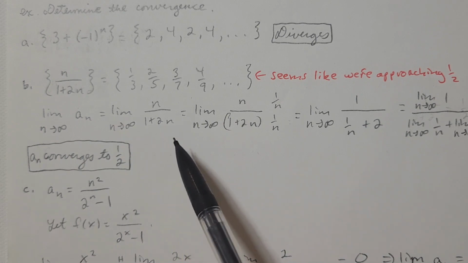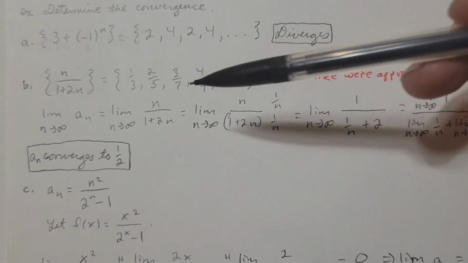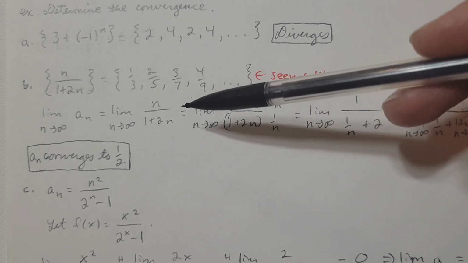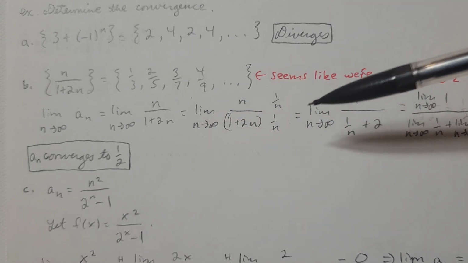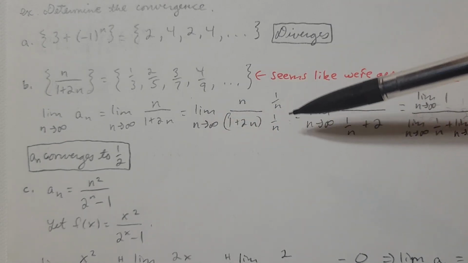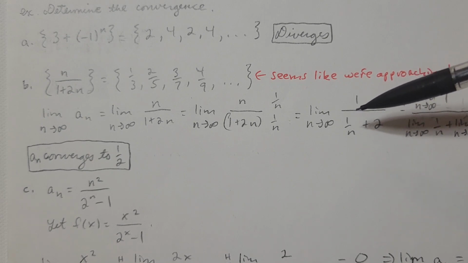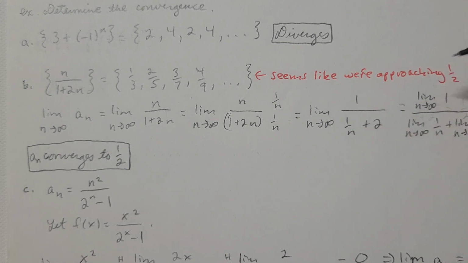A sub n is n divided by 1 plus 2n. Okay, so I got the limit as n approaches infinity of n divided by 1 plus 2n. And let's see, with that, if I multiply the top and the bottom by 1 over n, or if I were to use L'Hopital's rule, I'd still get the same answer. But I'm multiplying the top and bottom by 1 over n. I get the limit as n approaches infinity of 1 divided by 1 over n plus 2.